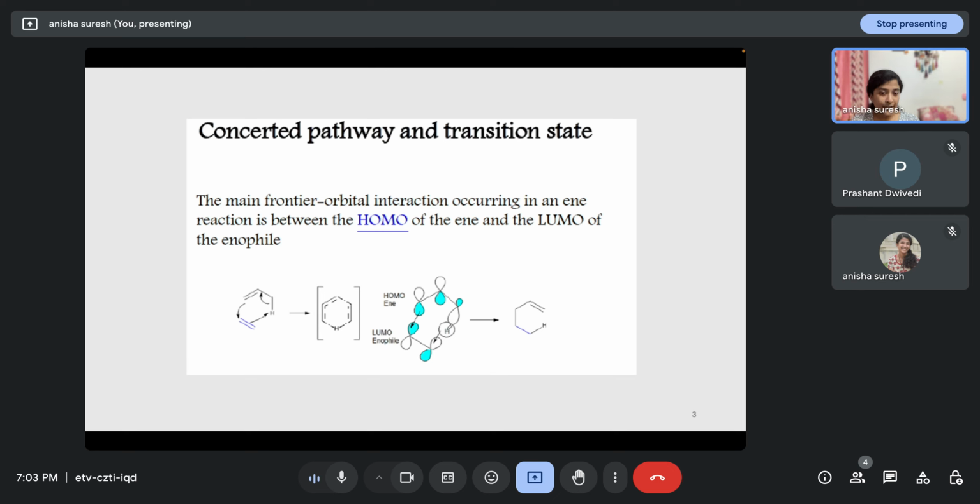So this is the hydrogen. It will get attached to this orbital of the LUMO, and a new carbon-carbon bond is formed between these two lobes, resulting in the formation of this final product. Here the HOMO of the ene reacts with the LUMO of the enophile, and hence the more electron withdrawing groups are attached, the energy of the LUMO will come down and it can interact more with the HOMO, and thereby the reaction rate will be enhanced.